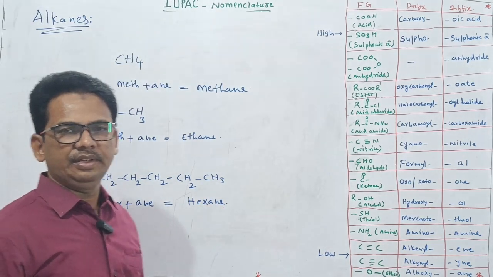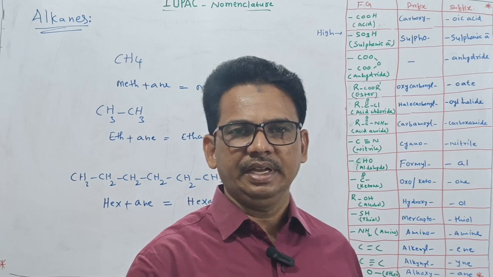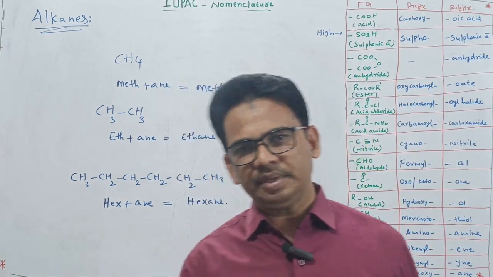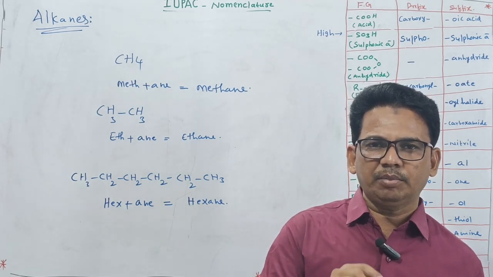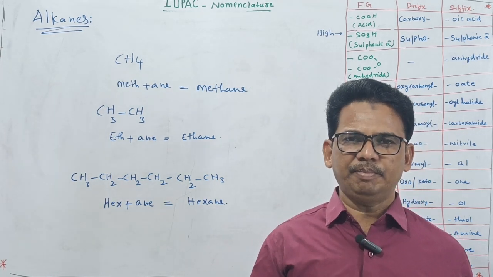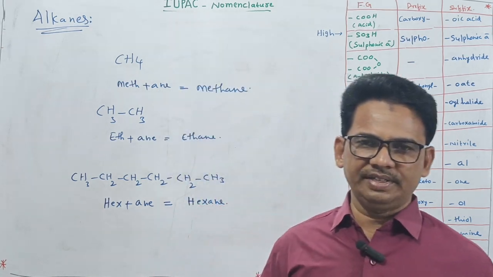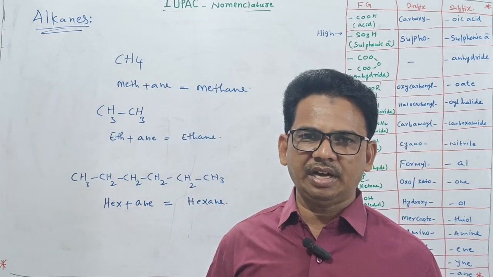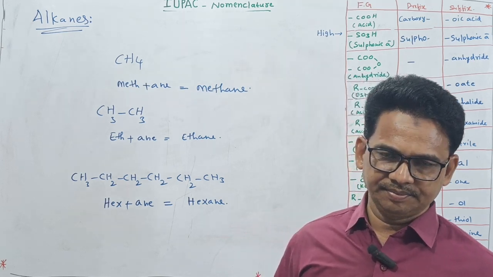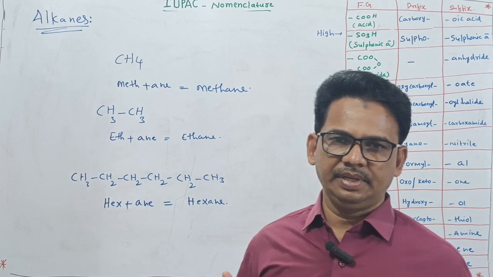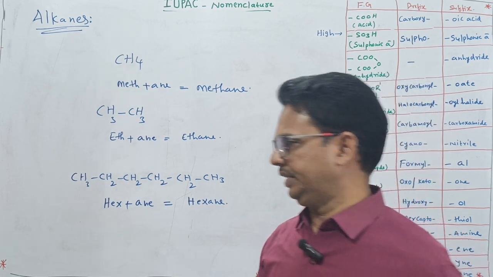Like this. If it has 7 carbons, heptane. Hept plus ane. If it has 8 carbons, octane. Oct plus ane. Very simple. For giving the nomenclature for the saturated compounds, open chain compounds, dead easy. Word root followed by ane. Ane is the suffix when it is saturated.